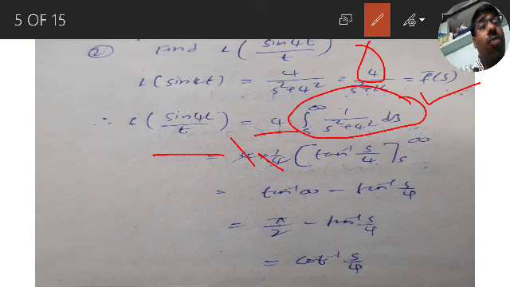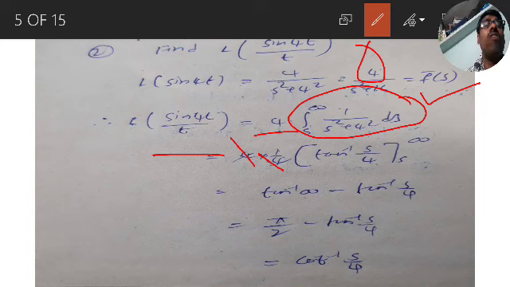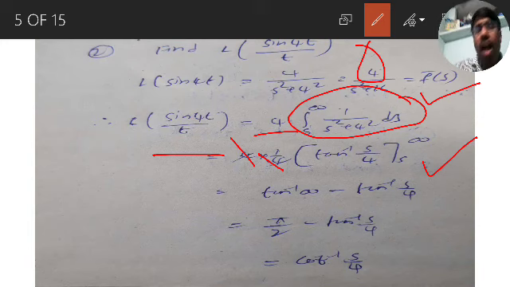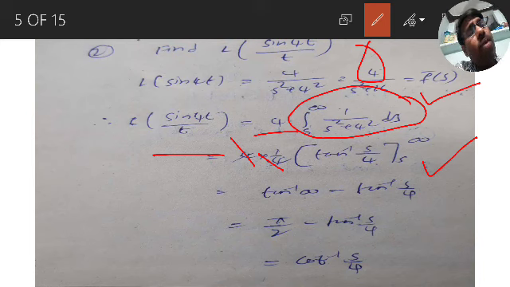Tan inverse of infinity divided by 4. Infinity divided by any finite number is again infinity. So it is tan inverse of infinity minus the lower limit s. At the place of s, you have to again put s, that is tan inverse of s by 4. So upper limit minus lower limit. What is that? Tan inverse of infinity minus tan inverse of s by 4.